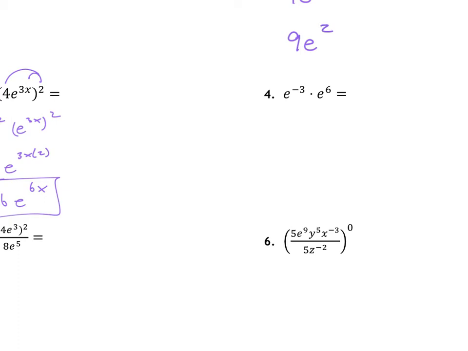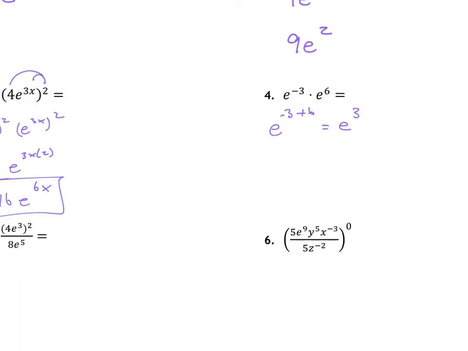All right. There's a couple different ways you can do this. I like to take the simple route. But here you're multiplying, so I add the exponents. So I get e to the 3rd power. You could change the negative and then go from there, but that will make things more complicated.